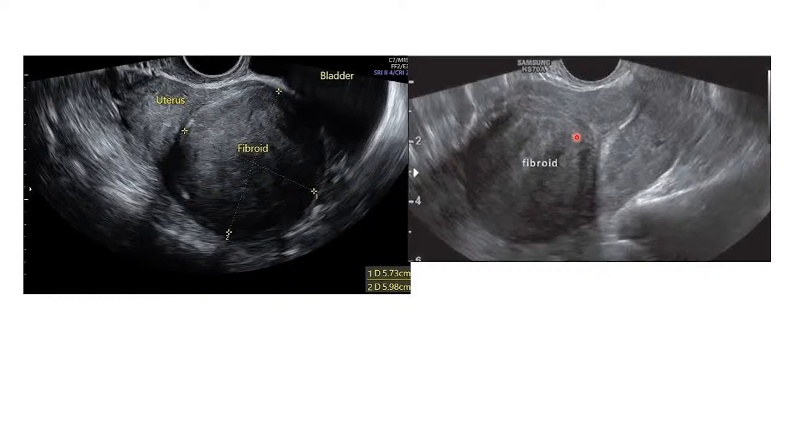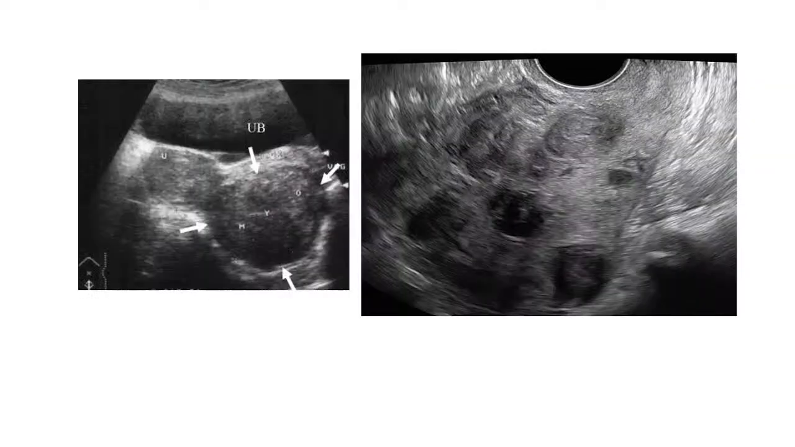You can see the problem with fibroids: some of them will have almost the same echogenicity as the rest of the uterus. They are sort of isoechoic, but if you look closely now, you can see that it's a mass, distinct from the rest of the uterus, as you can see there. That's another type of transmural fibroid.